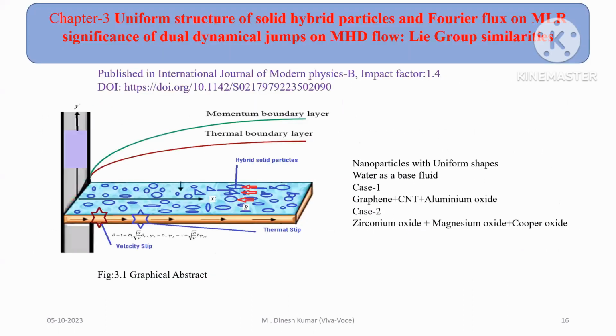This is chapter 3, and here you can observe that whenever the magnetic field is applied, shown here in the red mark, you can see that the Lorentz force acts opposite to the flow direction, and the dual slip conditions will be applied at the wall. The nanoparticles considered are graphene, carbon nanotube, and aluminum oxide in case 1. In case 2, zirconium oxide, magnesium oxide, and copper oxide, with water as the base fluid.